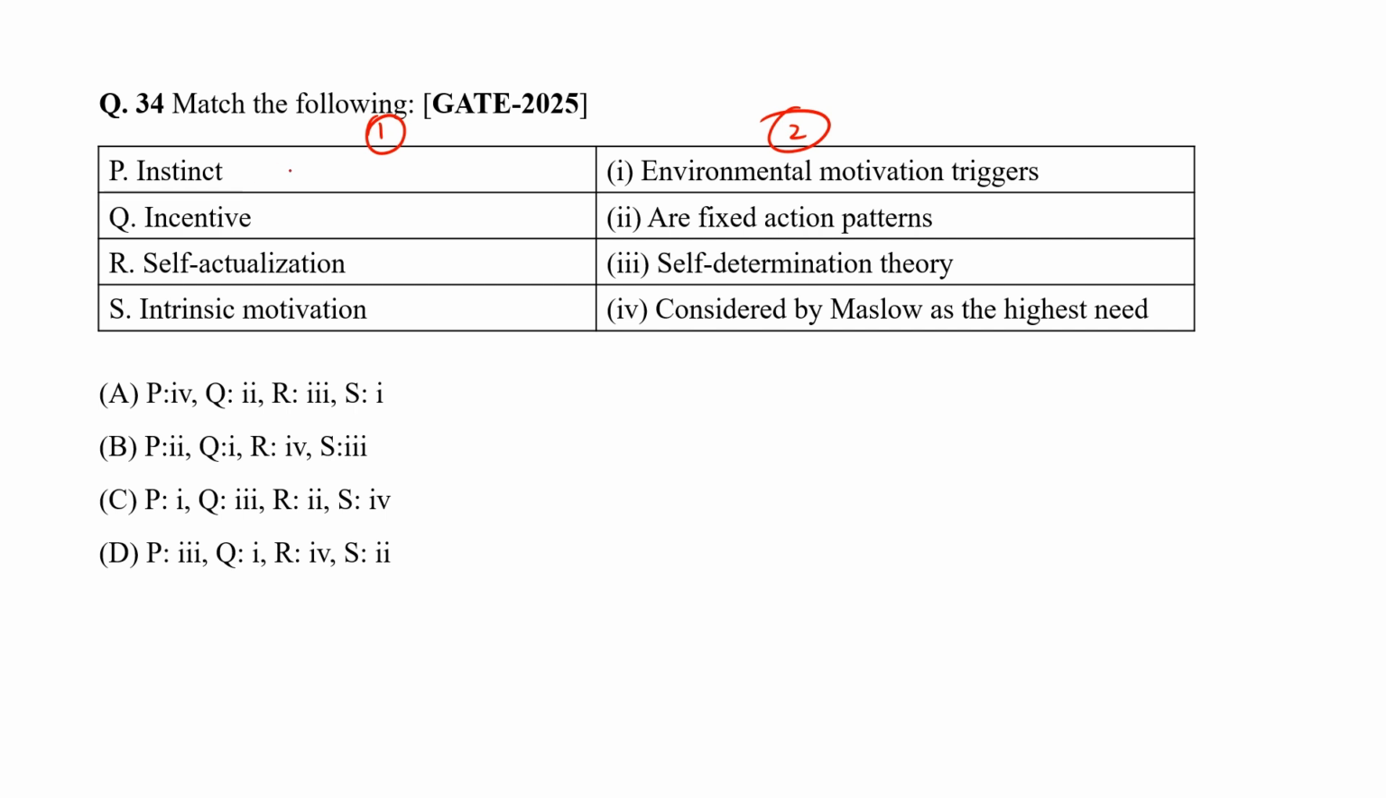So in column 1 they have given instincts, incentive, self-actualization and intrinsic motivation, and we have four options which are environmental motivation triggers, fixed action patterns, self-determination theory, and considered by Maslow as the highest need. Now let's understand what are these four headings from column A, and then let's get back to the question.